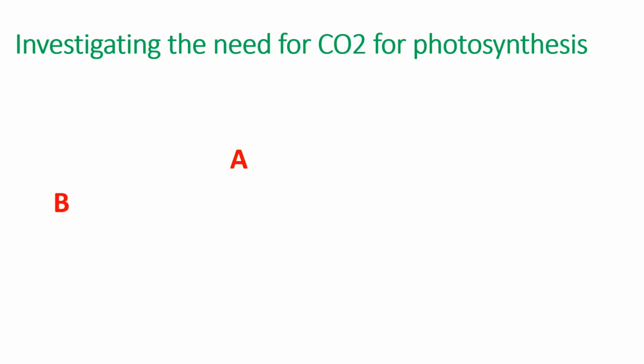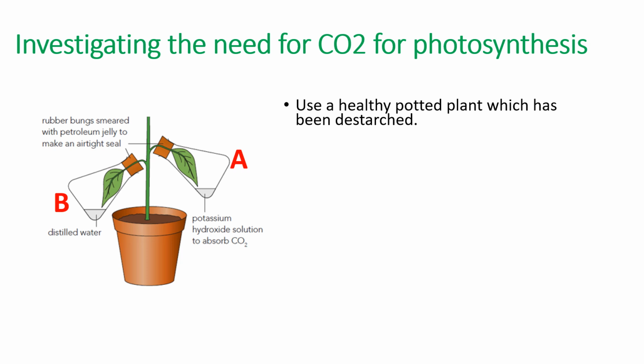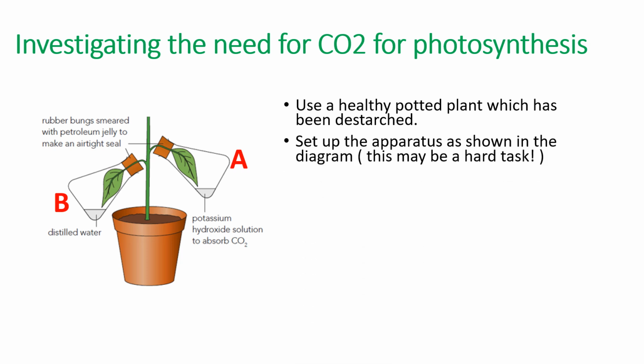Investigating the need for carbon dioxide for photosynthesis. For this also we need to have a healthy potted plant which has been destarched. Set up the apparatus as shown in the diagram. Actually, setting up this apparatus is a little bit hard when you are going to do this practically, because we need to insert two leaves in two flasks with rubber bungs.